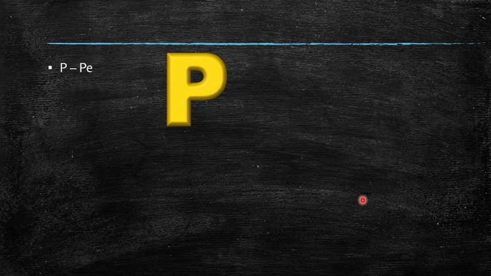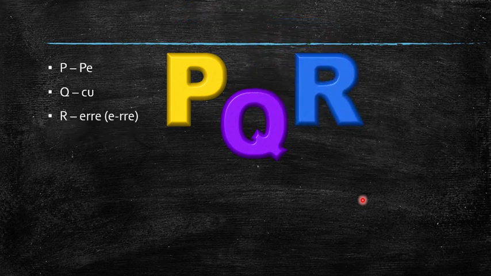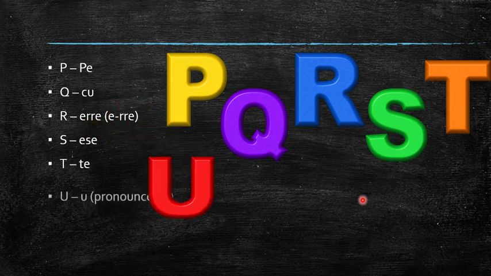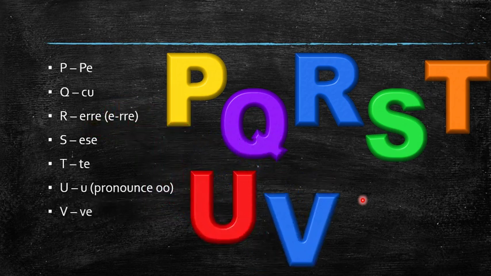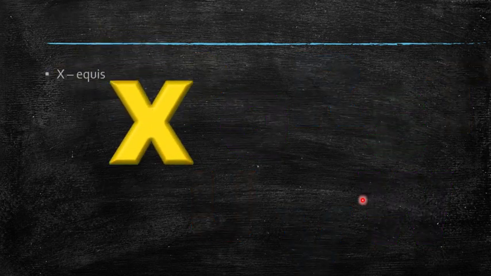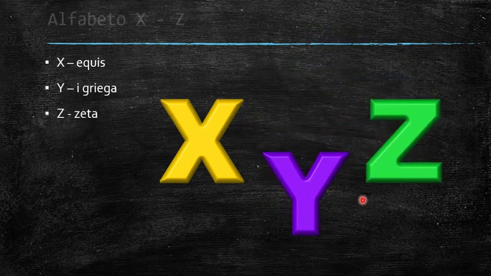Okay, and now we're going to practice the rest of the alphabet. So this one, P, Q. Oh, disculpa. No Q, es K. Or Q. Disculpen, Q. R, S, T, U, V, W. Okay, let's move on. X, Y, Z. And these are the last part of the alphabet.